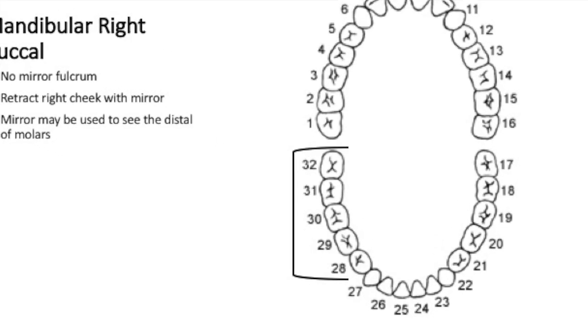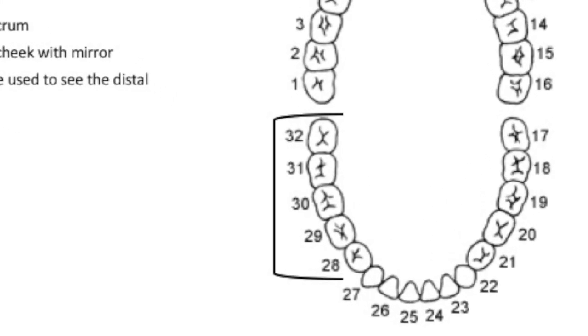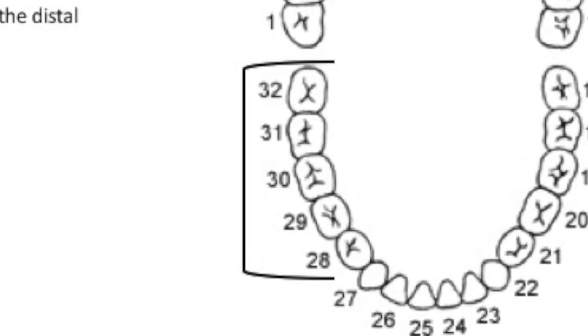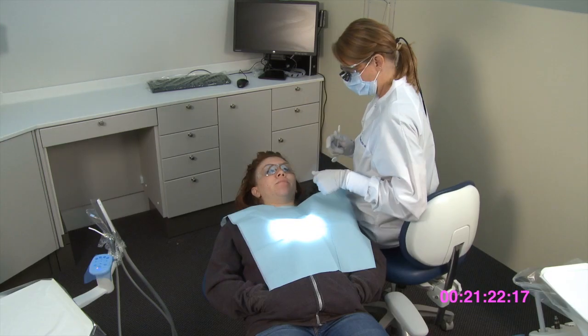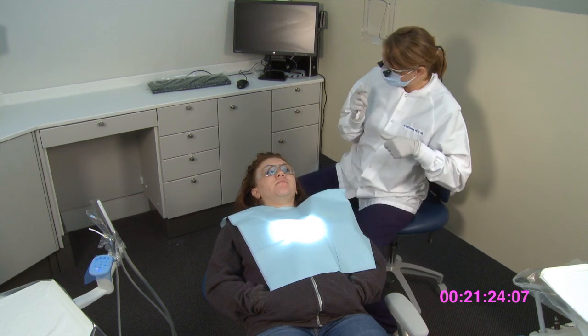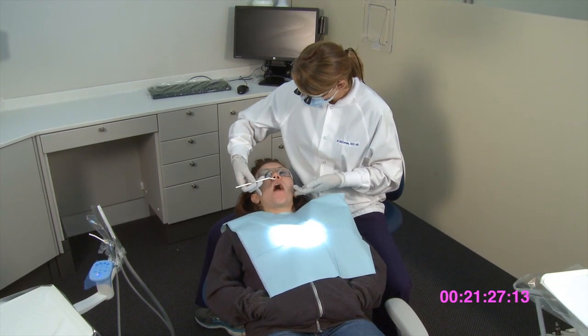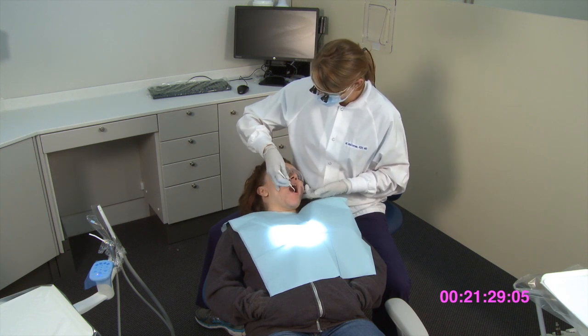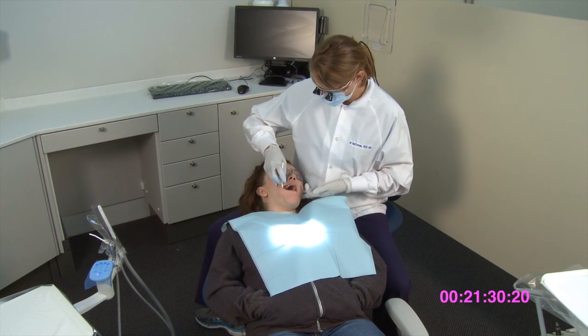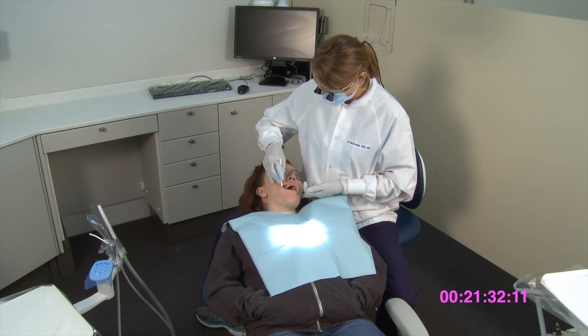Mandibular right buccal. The cheek will be retracted with the mirror. Your patient's head is turned towards you. The clinician will sit between 1 and 2. However, when assessing the mesial surfaces, you may need to sit closer to 1, and to assess the distal surfaces, you may need to adjust towards 2. This will help to maintain a neutral wrist.